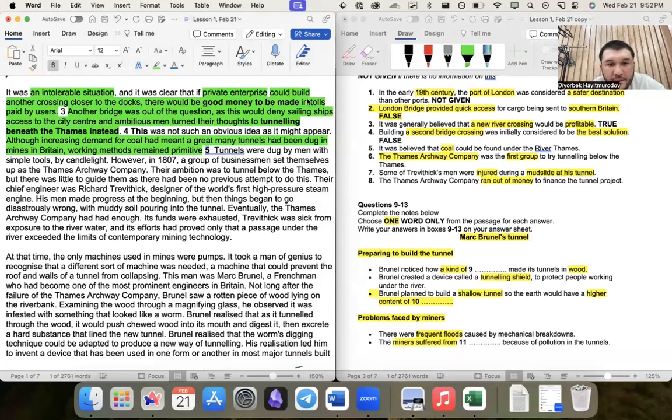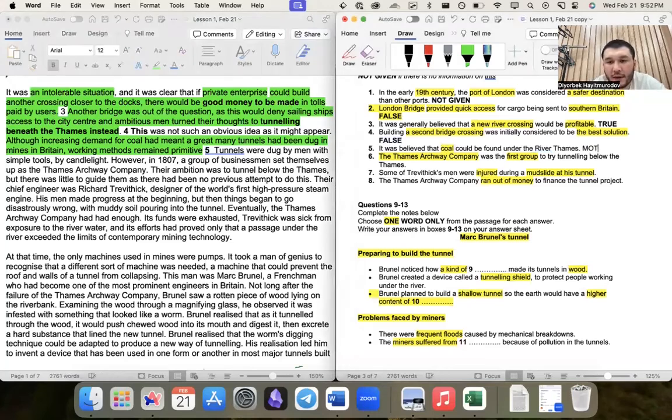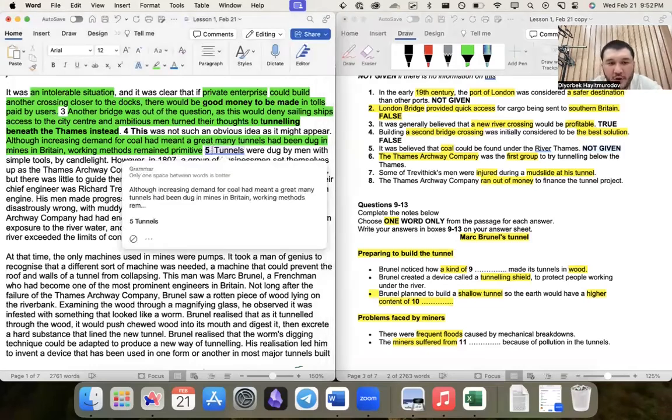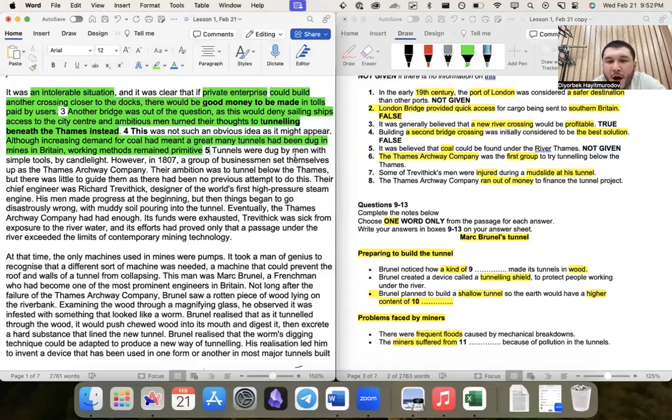For number 5. Exactly. Number 5 is going to be what? Not given. Not given, right? Because they did not believe that. They just said that many tunnels were dug expecting to find coal, but there's no statement that they were digging because they believed that. So the answer is going to be not given.